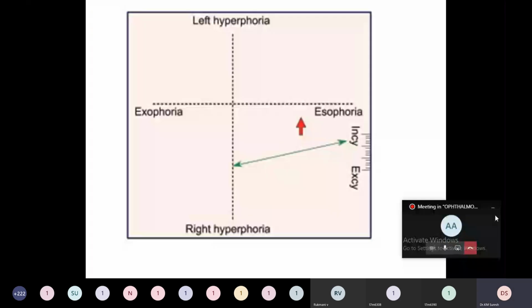So this is a diagrammatic representation as to how you are going to measure esophoria, exophoria, and then hyperphoria, and cyclophorias.